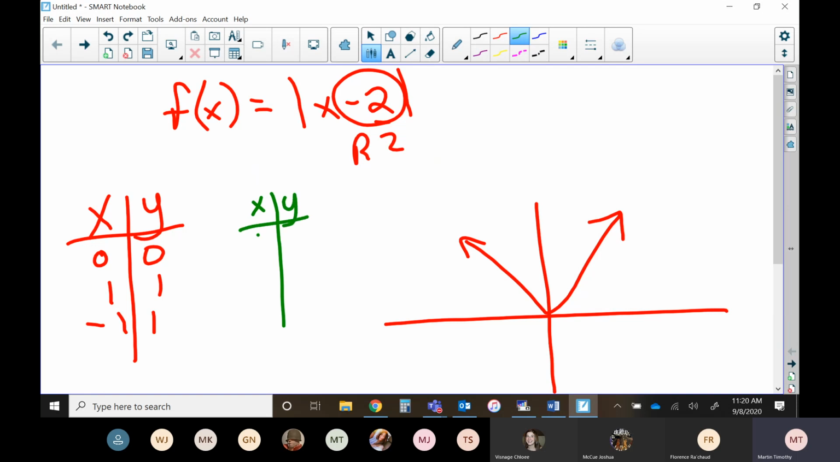This is the new one. If I put a 0 in, what kicks out? Nope. Careful. I'm not doing it the same way I did this one. I'm actually plugging in. If I put a 0 in, what's 0 minus 2? But what's the absolute value of negative 2? 2. What if I put a 1 in?